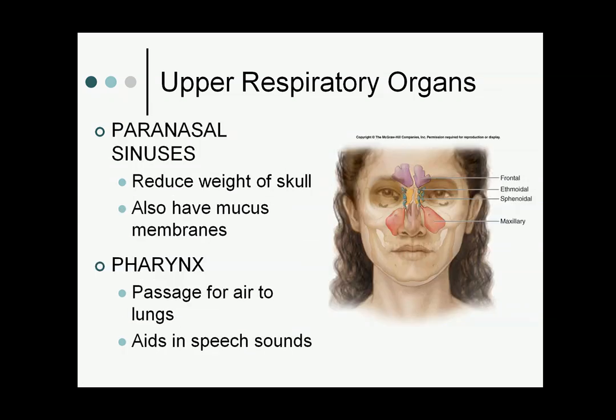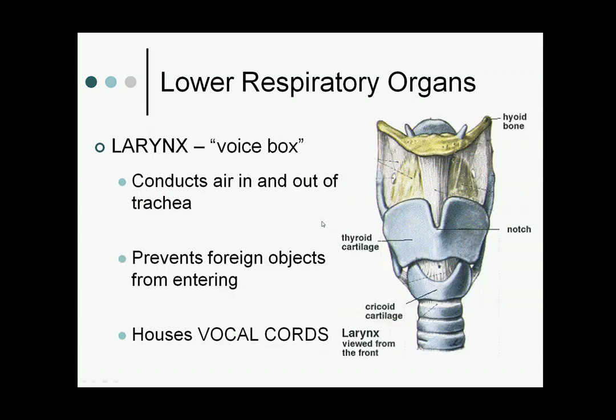Paranasal sinuses, we've already seen these structures before. They have mucous membranes, which are helpful, as we just discussed. The pharynx is the passageway for air into the lungs. The larynx is the voice box containing the vocal cords. There's the hyoid bone, which is the only bone in your body that is not connected to another bone or muscle.